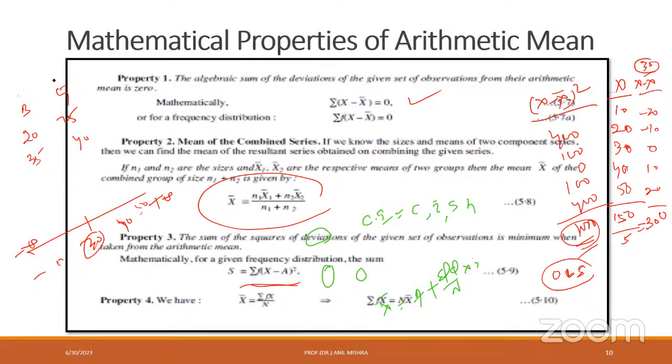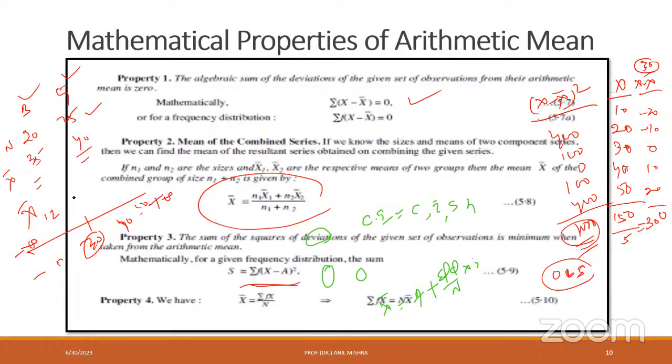In a class, there are some boys and some girls. Let's say the number of boys is 20, the number of girls is 25, the mean of the boys is 35, and the mean of the girls is 40. Tell me what is the combined mean of the entire class.